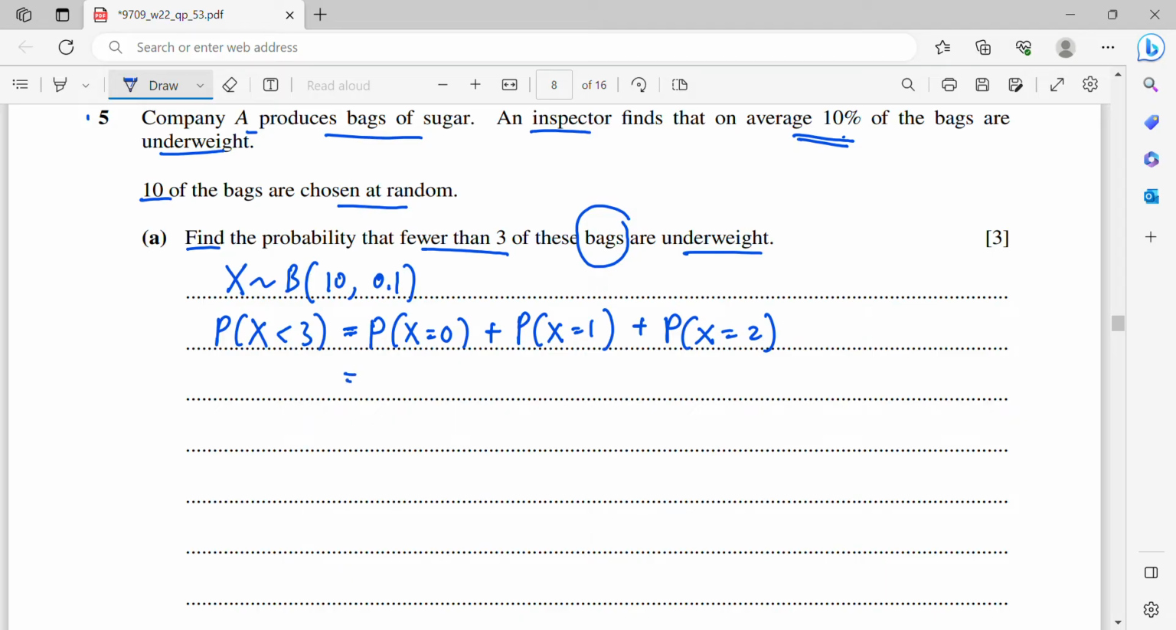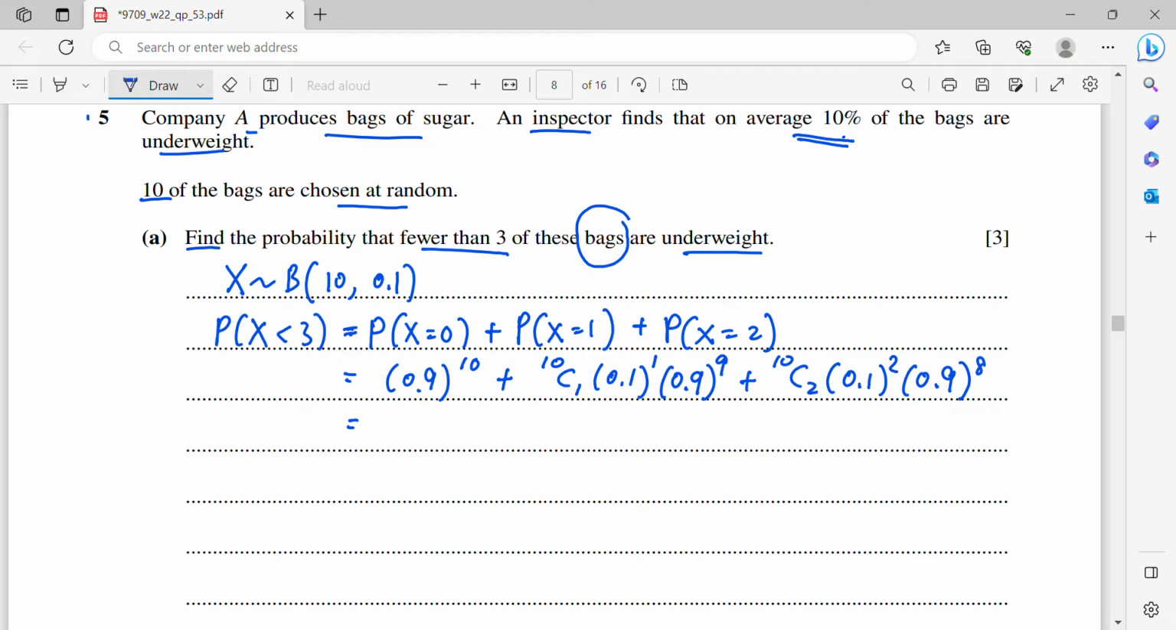Alright, so now if X equals 0 means that no success, means all failures. So probability of success is 0.1, means that probability of failure is 0.9, all failures. So 0.9 to the power 10. Then plus P(X equals 1) means that out of 10, 1 success. So 0.1 to the power 1 followed by 0.9 to the power 9. Plus P(X equals 2) means that out of 10, 2 successes. So 0.1 squared, then 0.9 to the power 8.